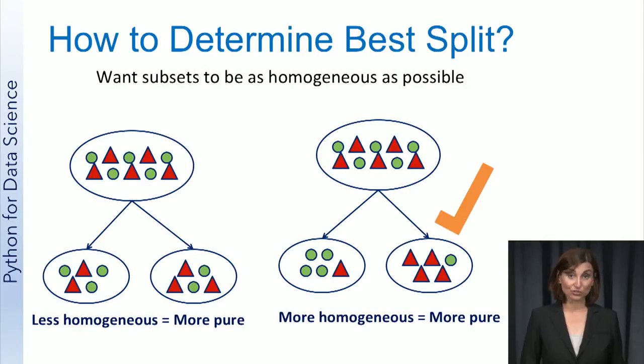How does a decision tree determine the best way to split the set of samples at a node? Again, the goal is to partition the data at the node into subsets that are as pure as possible. In this example, the partition shown on the right results in more homogeneous subsets since these subsets contain more samples belonging to a single class than the resulting subsets shown on the left. So the partition on the right results in purer subsets and is the preferred partition.